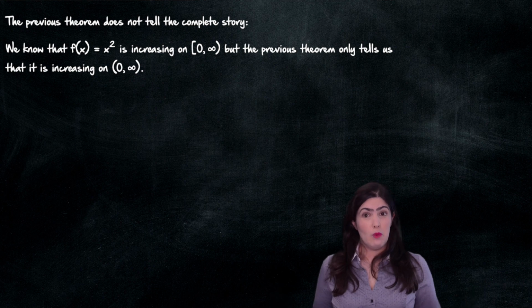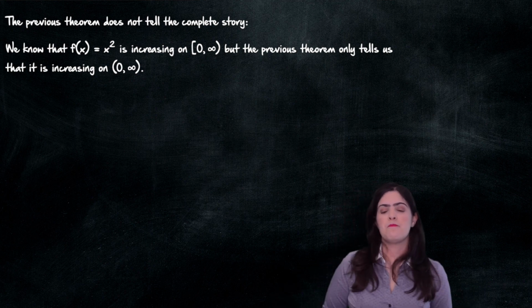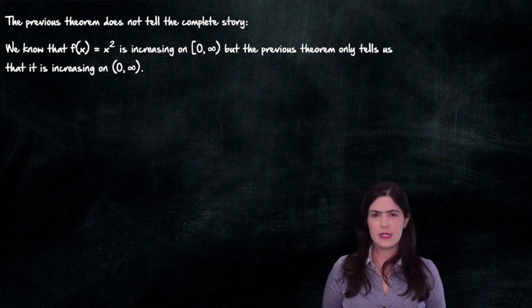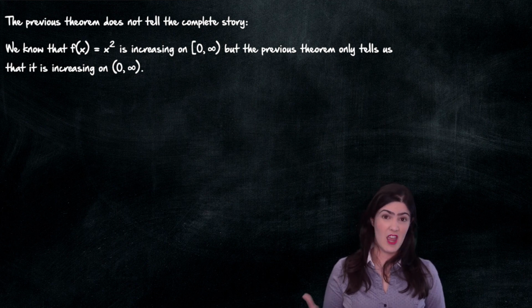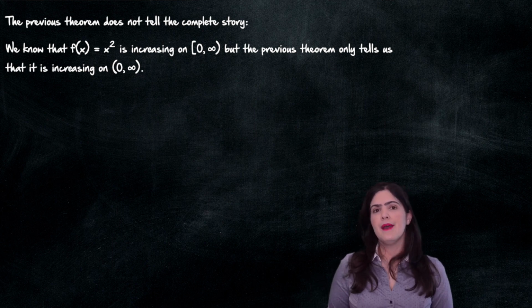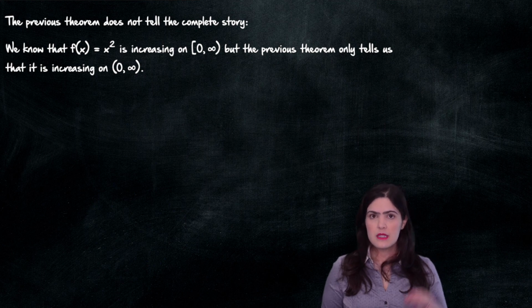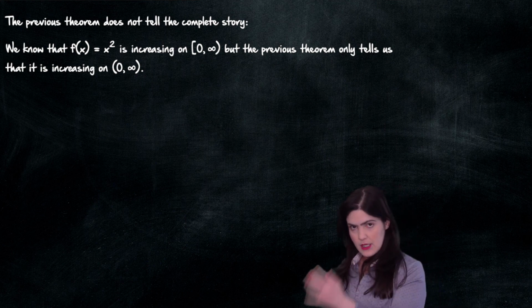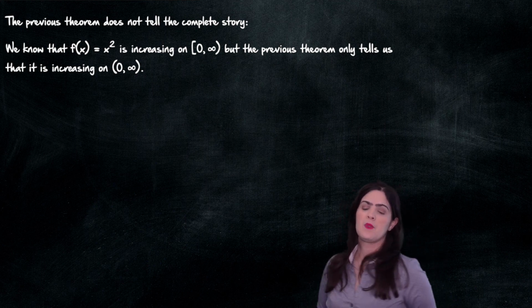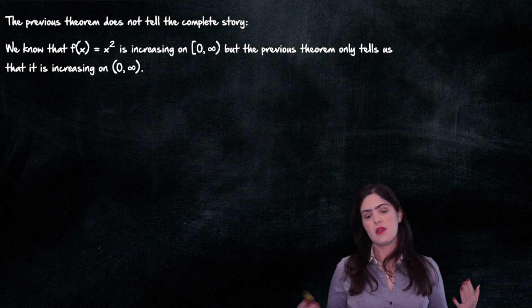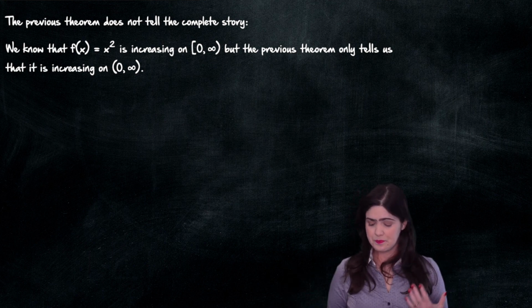Now what happens if I want to know a bit more? You see, the previous theorem is not telling us the complete story. For example, if I look at the function f(x) equals x squared, this is increasing on the closed interval [0, infinity), which includes 0. It's increasing starting from 0. But the previous theorem would only give us something about the open interval.